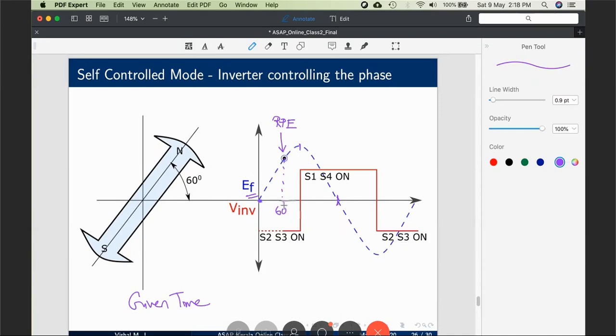Once you know that, what is to be done? Now I am at 60 degree. What does it tell the inverter? Wait for 30 degree more so that 90 degree comes. Then you turn on your S1 and S4. Keep S1 and S4 on for 180 degree, then S2 and S3 on. Then you repeat the cycle. You just have to have the information on this point. In this specific example, it is 60 degree, so the inverter will turn on S1 and S4 30 degree after this.